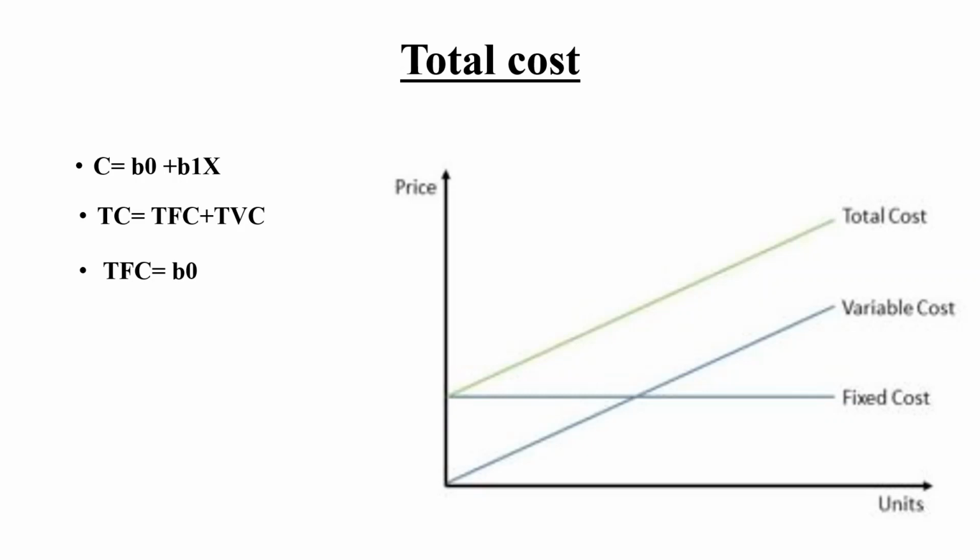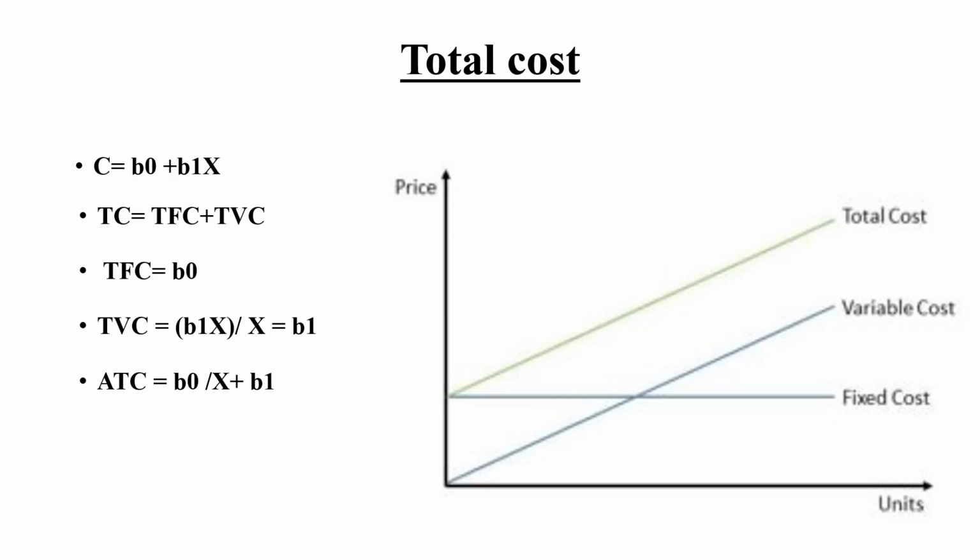Next comes the total variable cost, that is B1x divided by x, which gives us B1, that is the slope. The total variable cost is also an upward sloping curve, as you can see. It is also a straight line.